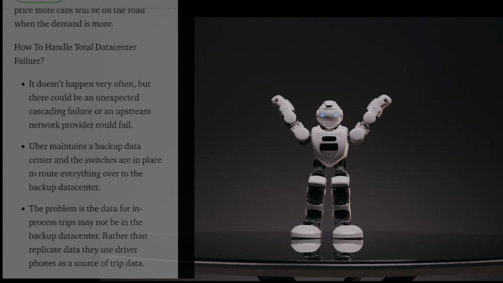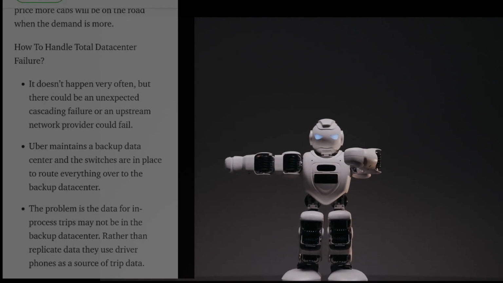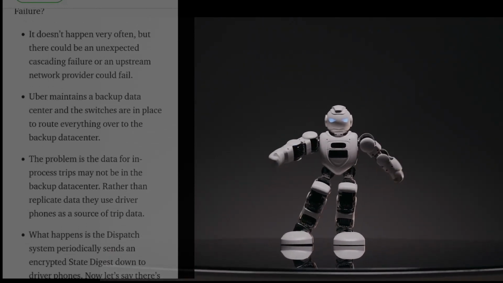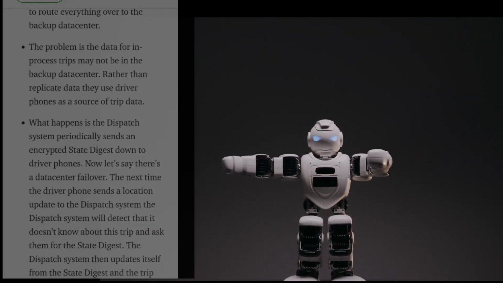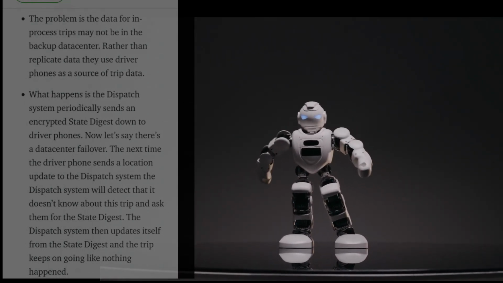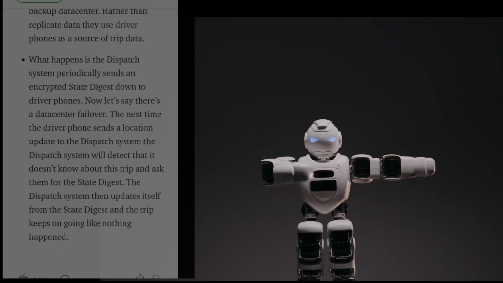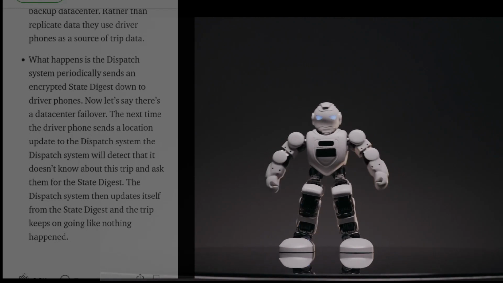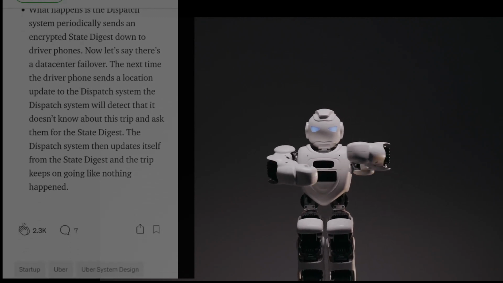There could be unexpected cascading failures. The network can fail. Uber maintains a backup data center and switches are planned to route everything over to the backup data center. Say there is a data center failure. The next time the driver's phone sends a location update to the dispatch system, the dispatch system will detect that it doesn't know about the trip and ask the phone for the state digest. The dispatch system then updates itself from the state digest and the trip keeps going like nothing happened.